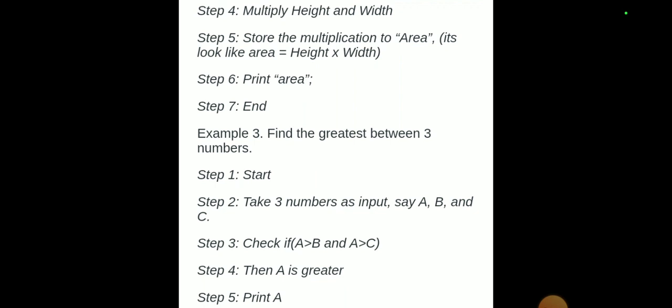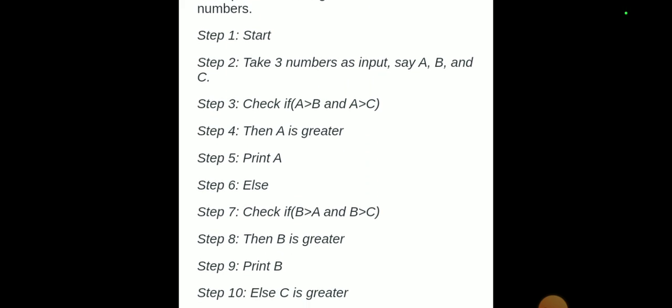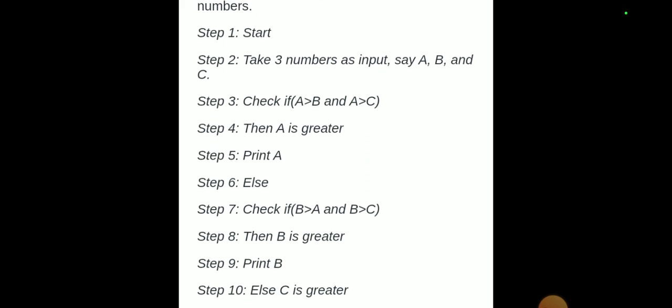Number 7 is end. Example number 3, find the greatest among three numbers. Step 1, start. Step 2, take three numbers as input, say A, B and C. Number 3 is check if A is greater than B and A is greater than C. Step 4, then A is greater. Step 5, print A.